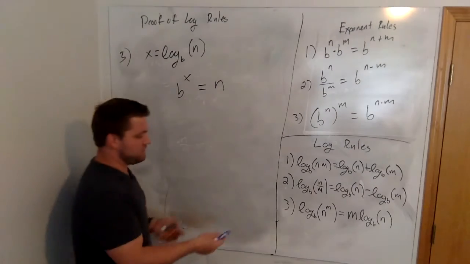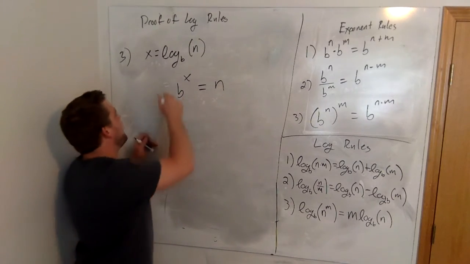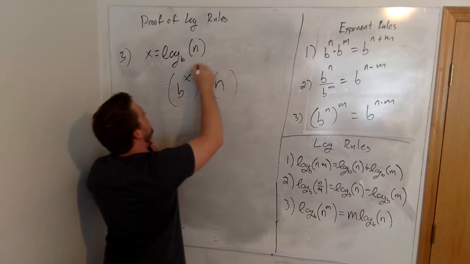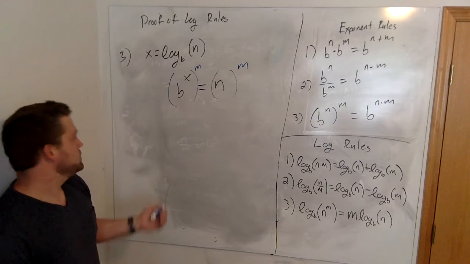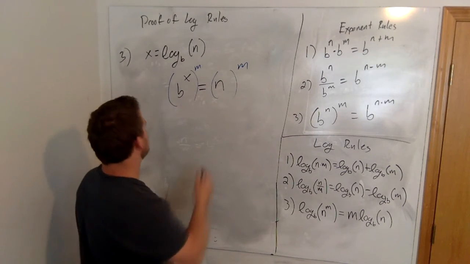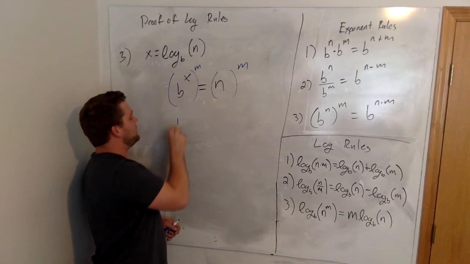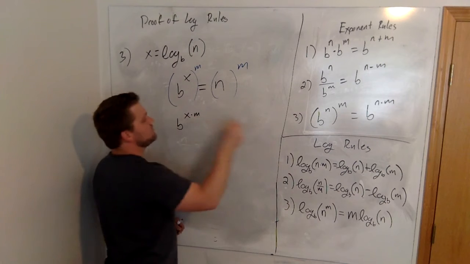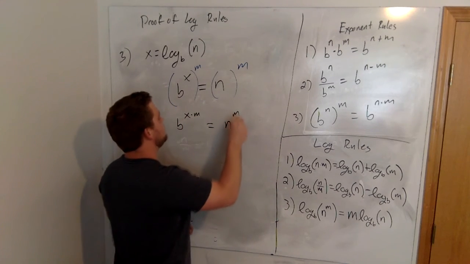Well, what are we going to do with this? I would like to understand how n to the power of m works. So I'm going to raise these both to the power of m and let's see what happens. What are we going to get here? These multiply. This will be b to the x times m, using exponent rule 3, is equal to n to the m.